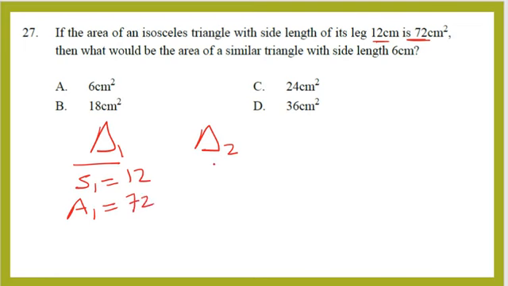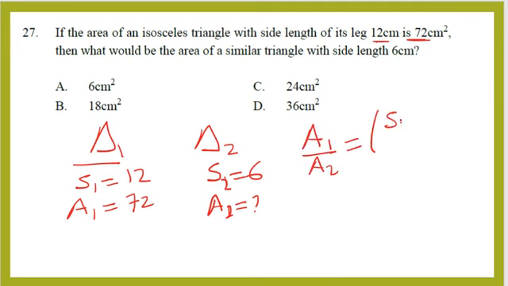For the second triangle, the side length is given to us, S2, that is 6. And we are asked for area 2, which we don't know. Because we are talking about two triangles, we use similarity. The formula, if you remember, is that if two triangles are similar, the ratio of the areas, area 1 over area 2, is equal to the square of the ratio of side lengths. That means S1 over S2, the whole squared. This is the formula. So in place of area 1, we can write 72 over, it comes from here now.